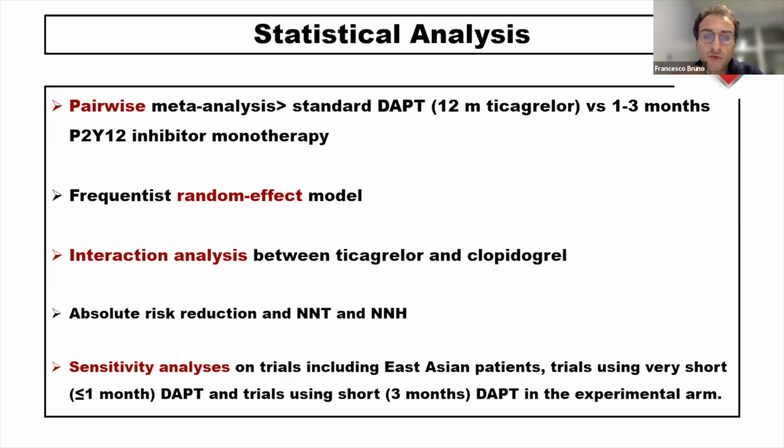Interestingly, they also performed some sensitivity analyses on trials including just East Asian patients, on trials using very short DAPT, so less than 1 month, and on trials using short DAPT, 3 months, in the experimental arm.